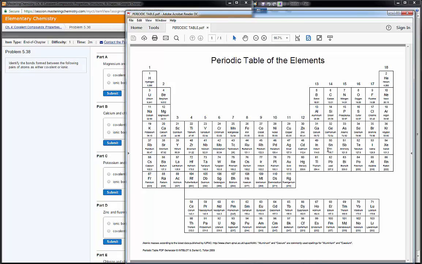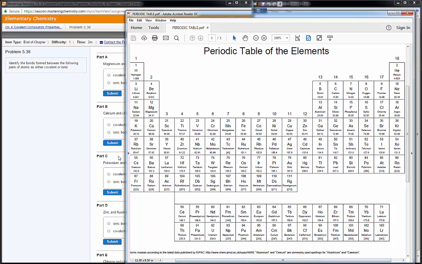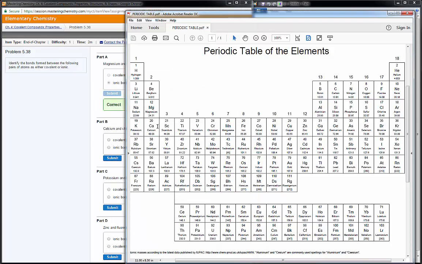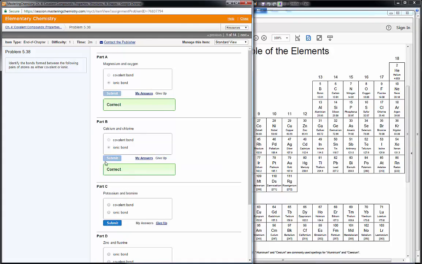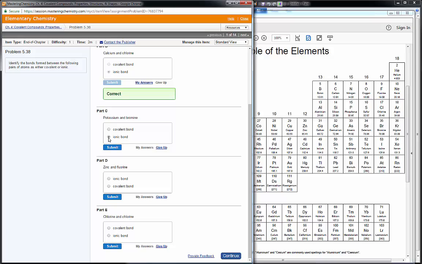So I've got my periodic table here. You don't have to memorize these, so it might be helpful. We've got magnesium and oxygen. Magnesium is over here, it's a metal. Oxygen's over here, it's a nonmetal, so that will be ionic. Calcium and chlorine. Calcium's here, it's a metal. Chlorine is here, it's a nonmetal, so that will be ionic. Potassium and bromine. Potassium is here, it's a metal. Bromine is here, it's a nonmetal, so that is ionic.